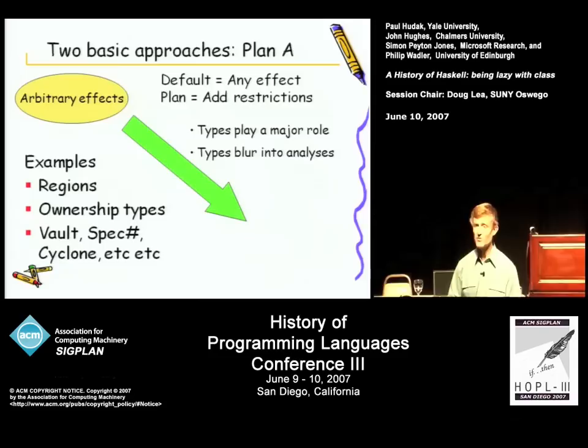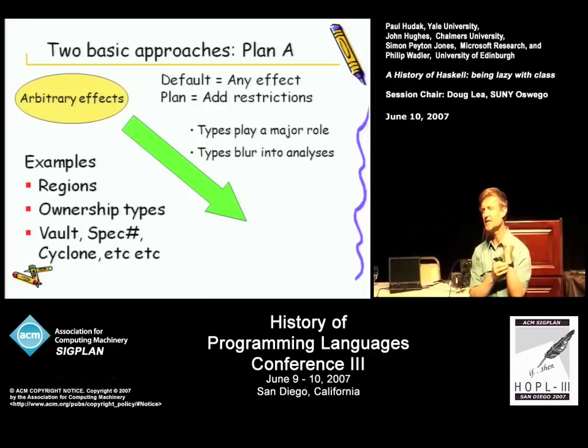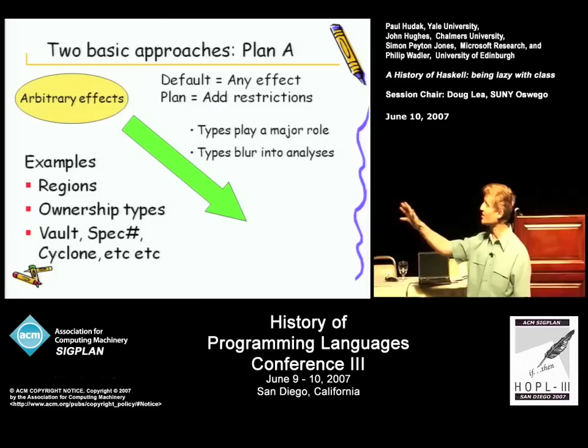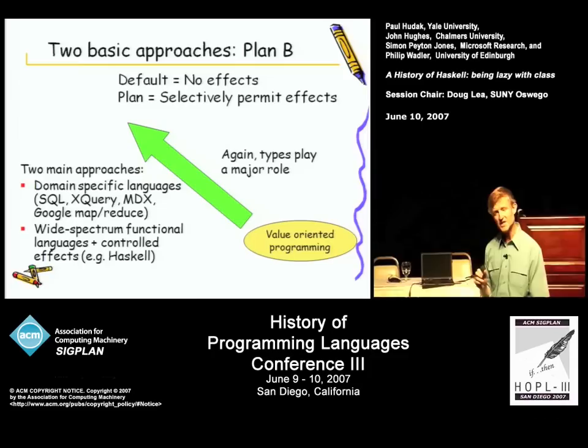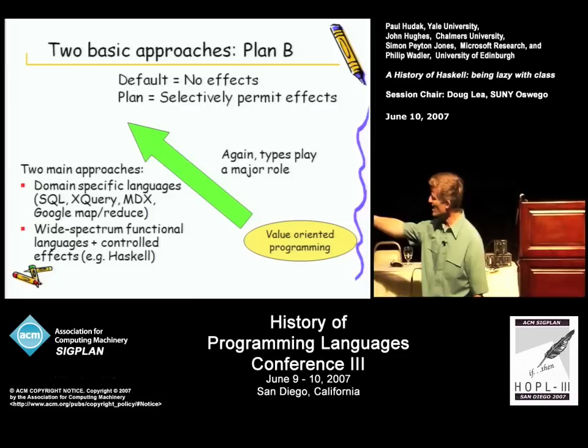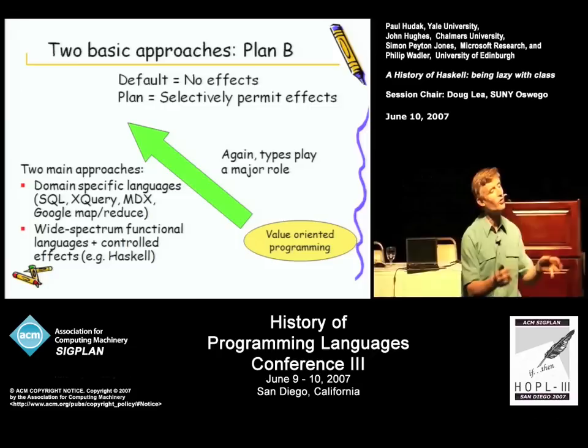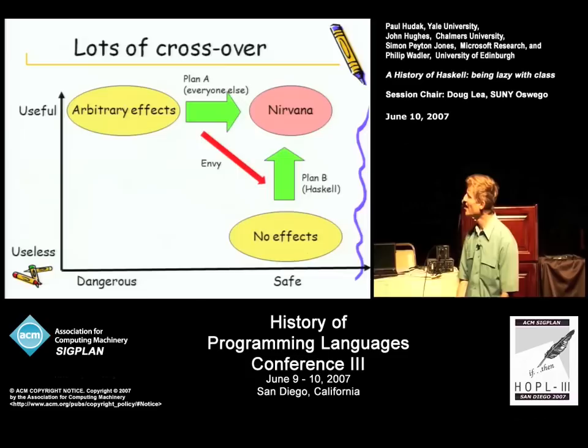From the arbitrary effects end, there's lots of really good, interesting, sophisticated work going on in trying to tame effects in languages which otherwise have arbitrary effects, involving regions and ownership types and adding restrictions in one way or another, often through a type system, to languages that otherwise would support arbitrary effects. And from the other end, we are busy in Haskell moving towards selectively offering effects. And indeed, Haskell is not the only language that lives in this corner. There are very well-known languages like SQL and XQuery and MDX, which tend to be rather more domain-specific languages that have very limited sorts of effects. And there's lots of cross-fertilization that takes place between these dynamics as well.